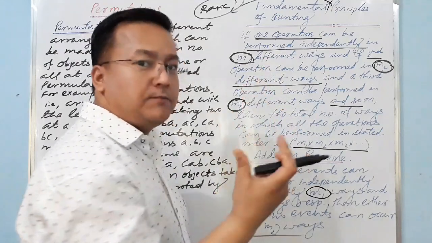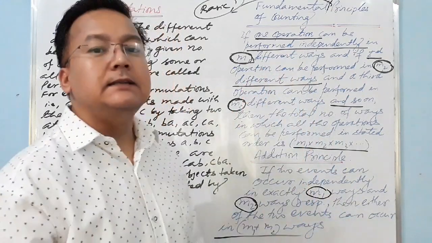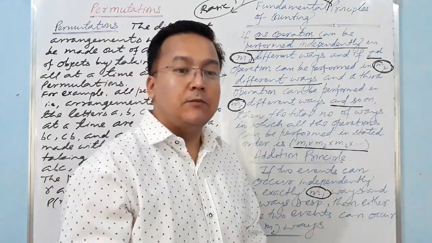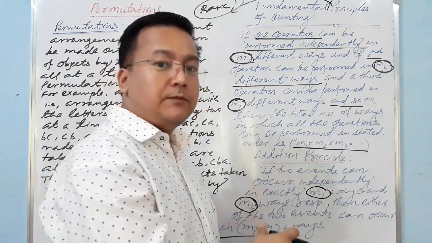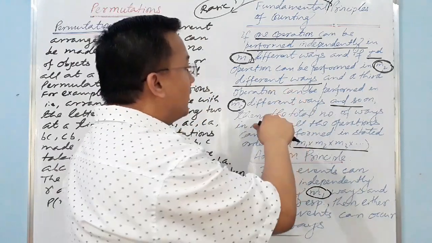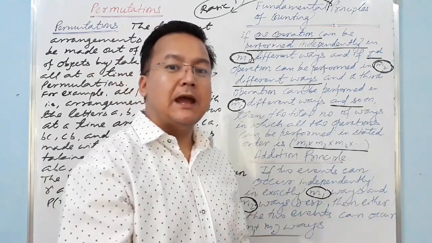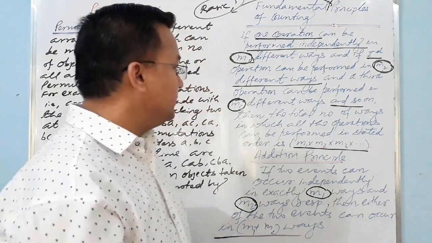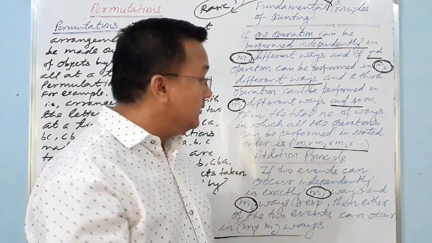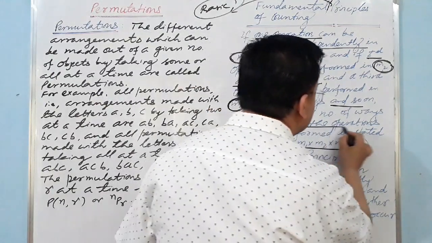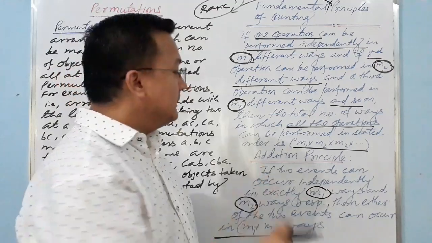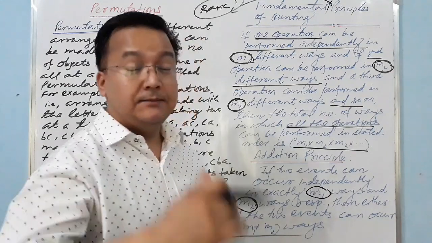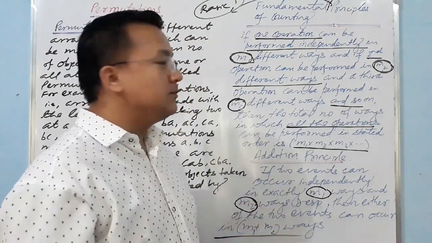If one operation can be performed independently in M1 different ways, and a second operation can be performed independently in M2 different ways, and a third operation independently in M3 ways, and so on, up to n operations, then the total number of ways in which all the operations can be performed in the stated order is M1 times M2 times M3 and so on. This is the fundamental principle of counting.